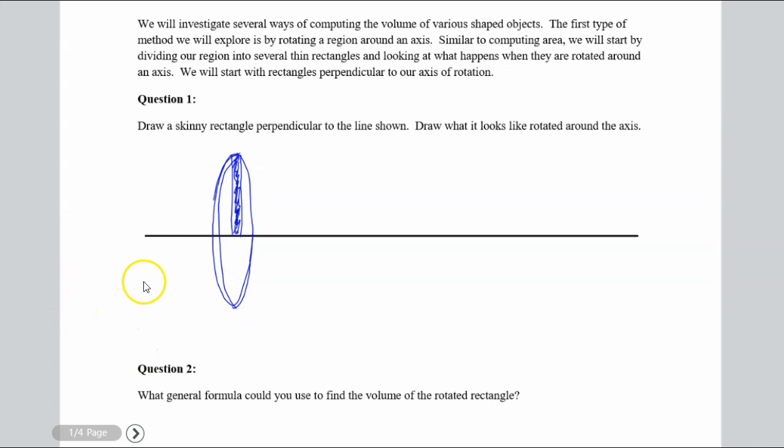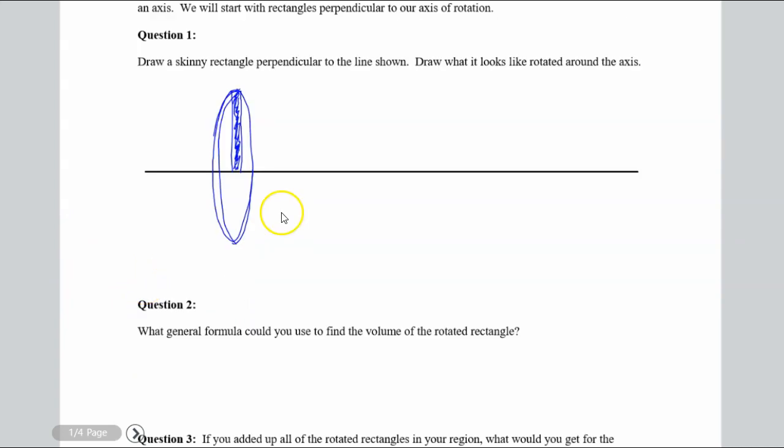Question 2: what general formula could you use to find the volume of this rotated rectangle, or this disc? What we're going to try is thinking about the area of this circle right here. What would be the area of a circle? Well, the area is going to be pi r squared. So if we think of the height of our rectangle, let's call that r. Then the area of this is going to be pi r squared.